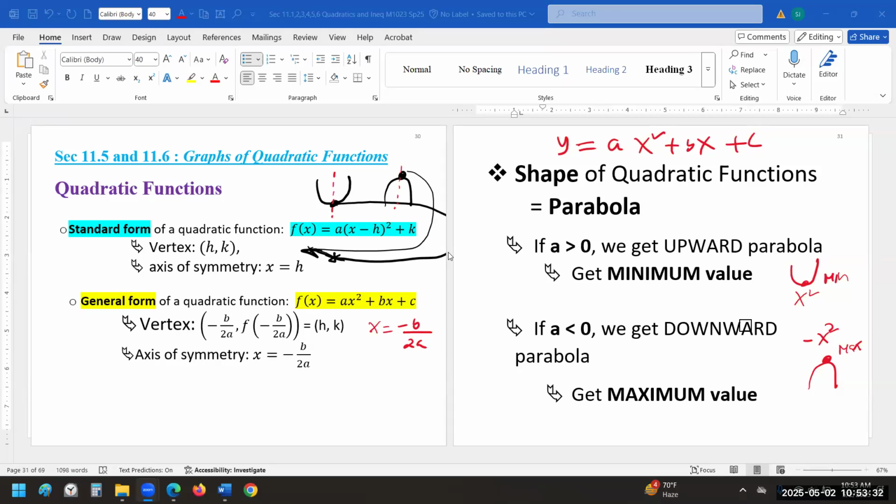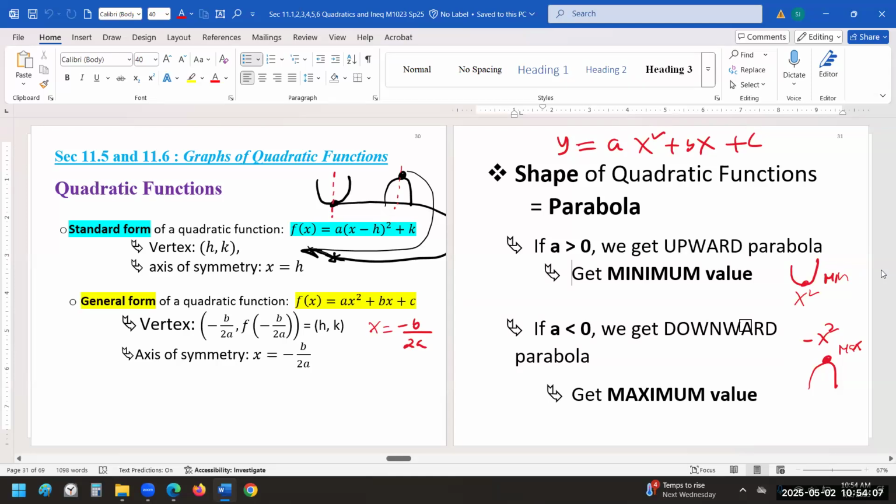Okay, so yesterday we talked about chapter 11. The last thing we talked about was graphs of quadratic function. And we said quadratic functions have two formats: one is standard form, the other is general form. We like standard form because in standard form, we see our vertex, which is very important. Vertex tells us whether we have a maximum or minimum in our function.